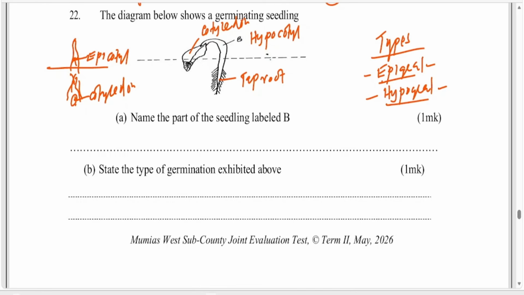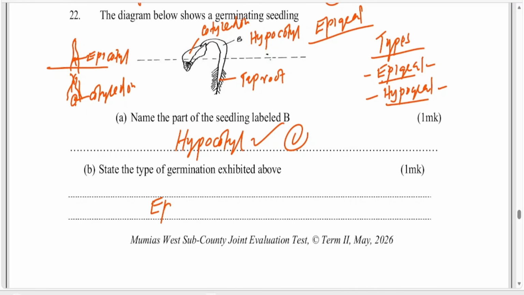So to name the part of the seedling labeled B, because this is epigeal germination, you can see the cotyledons being brought above the earth's surface. And part B becomes the hypocotyl. 1 mark. State the type of germination exhibited above. As we have just seen, this is epigeal germination. 1 mark.